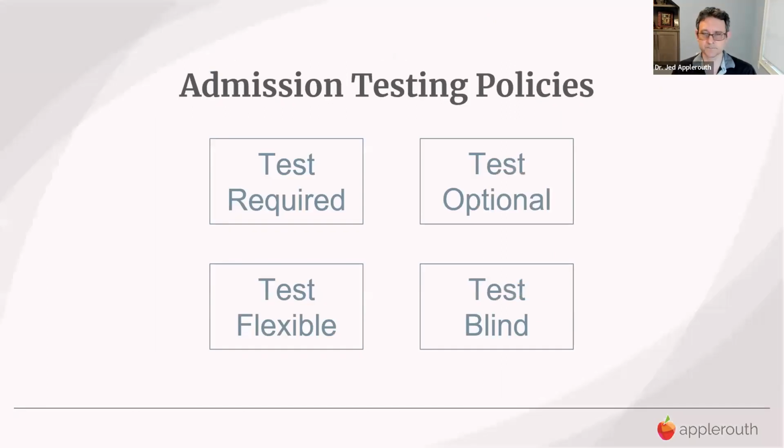That's a big change. So there are 4 primary policies, or there were before the pandemic: test required, optional, test blind, and flexible. We're seeing a lot less test flexible. That used to be where you could send a certain number of SAT subject tests, which now don't exist, or an AP exam, or you need a math, but many of the schools who are test flexible are now test optional. And that really is the dominant position. Test required, though, is still out there, and so is test blind. And there are more test blind schools. We'll talk about that in a minute.